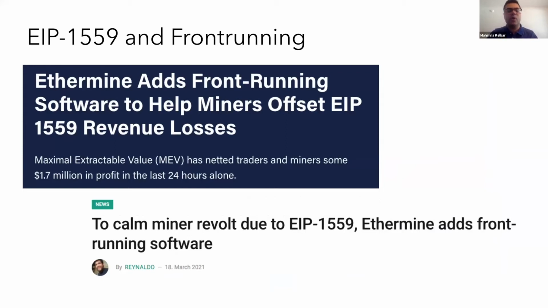So in light of the proposed EIP 1559, which cuts transaction fees sent to the miner, miners have been super unhappy with this proposal. And mining pools have begun to add front-running software to make up for the lost profits. We had articles saying Ethermine, which is a large mining pool, was adding front-running software to increase its profits from lost revenue.